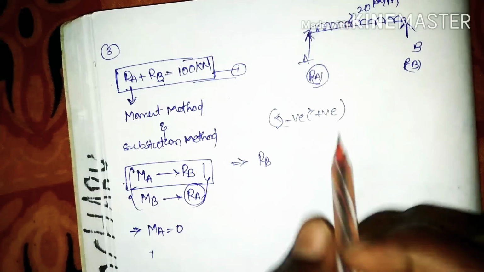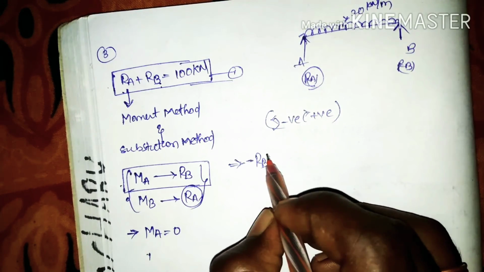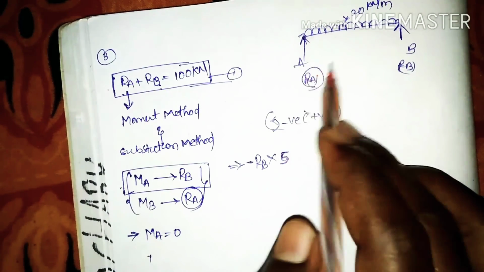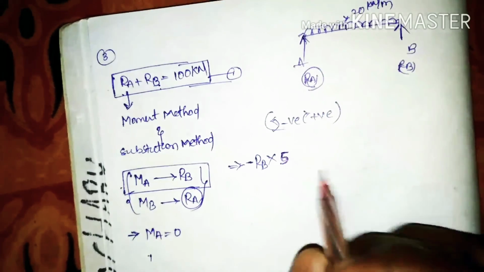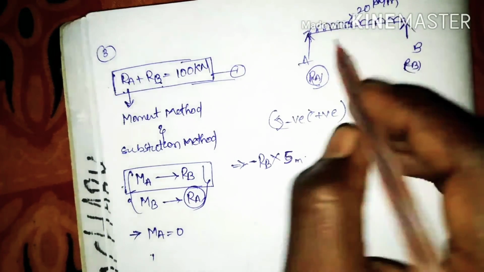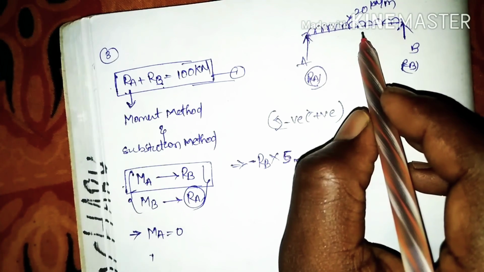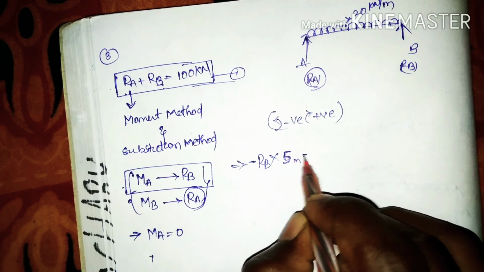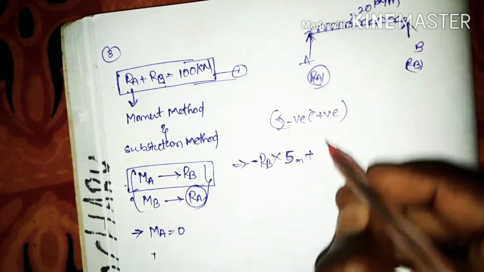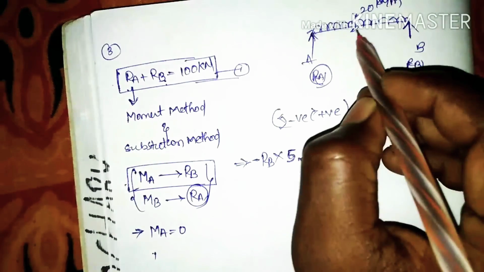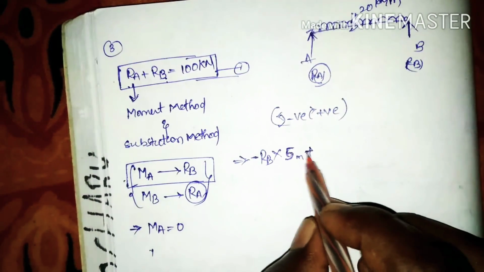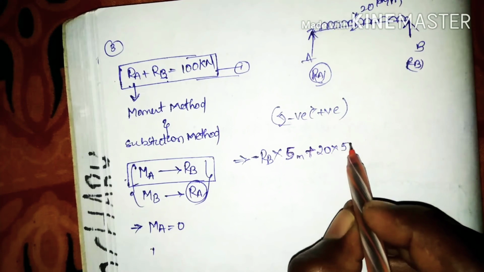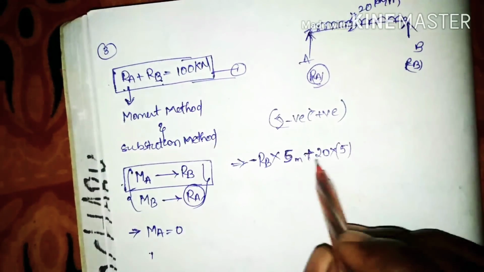Here this is in the anti-clockwise direction, so taking negative RB into 5, because from A to B the distance is 5 meters. Thereafter, a UDL which is acting for the entire span is positive, because it is downward, taking the moment in this direction, 20 into 5, which is up to here.